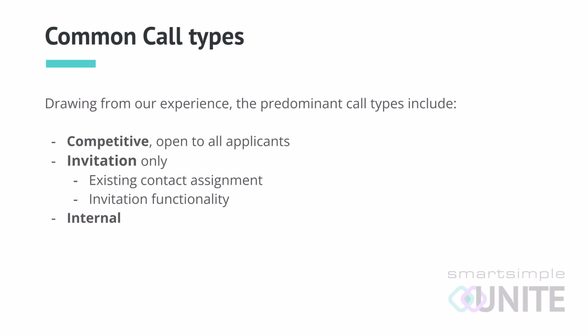Now let's delve into some common call types within our system. Competitive calls are open to all applicants, while invitation-only calls are restricted to invited users. Invitations can be sent via existing contact assignment to the call or directly through email, where we would invite a user to register to the system and apply for the call. This way, we provide flexibility in the application process. Additionally, internal calls cater specifically to internal users within your organization, ensuring targeted engagement and collaboration.